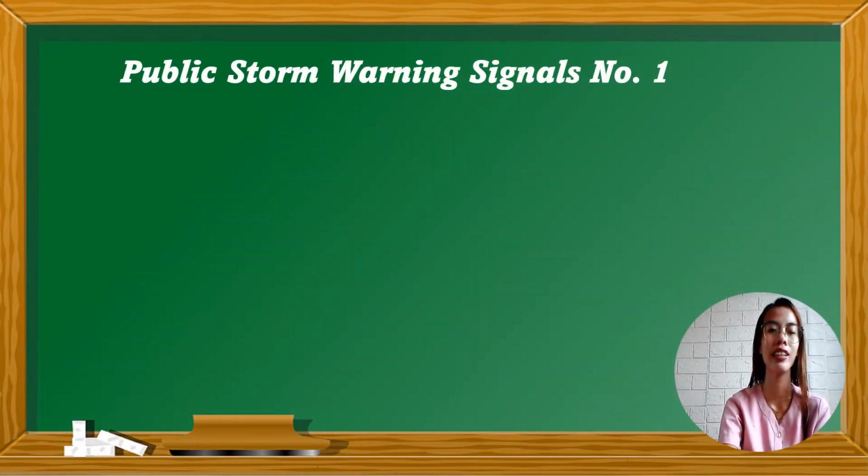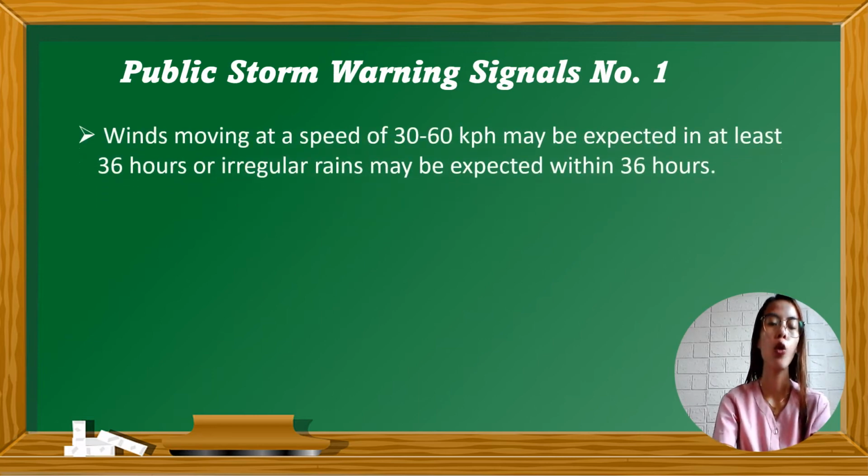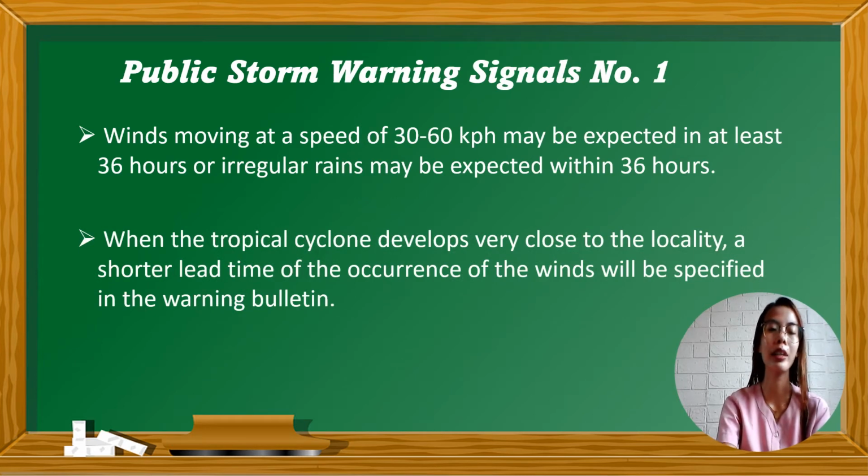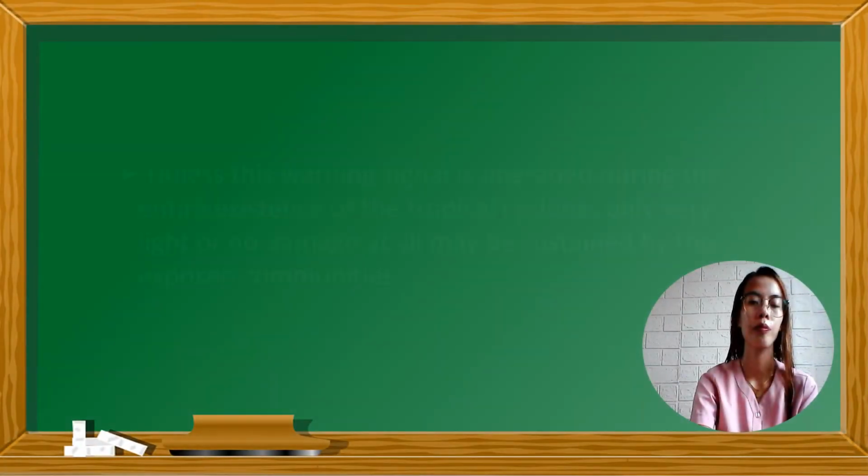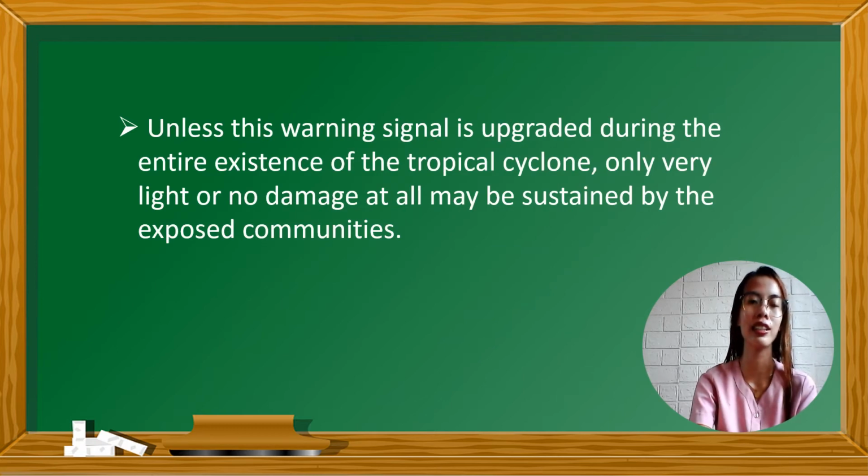Public storm warning signal number 1. Winds moving at a speed of 30 to 60 km per hour may be expected in at least 36 hours, or irregular rains may be expected within 36 hours. Next, when the tropical cyclone develops very close to the locality, a shorter lead time of the occurrence of the winds will be specified in the warning bulletin. Unless this warning signal is upgraded during the entire existence of the tropical cyclone, only very light or no damage at all may be sustained by the exposed communities.